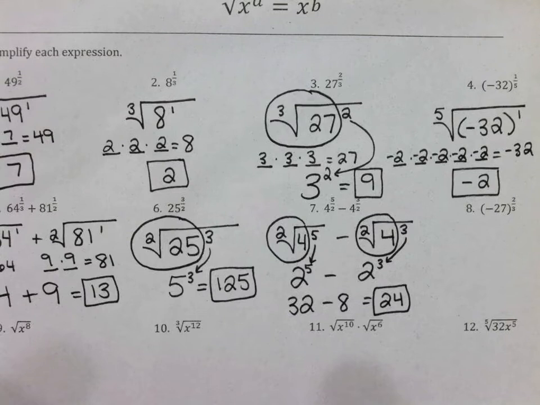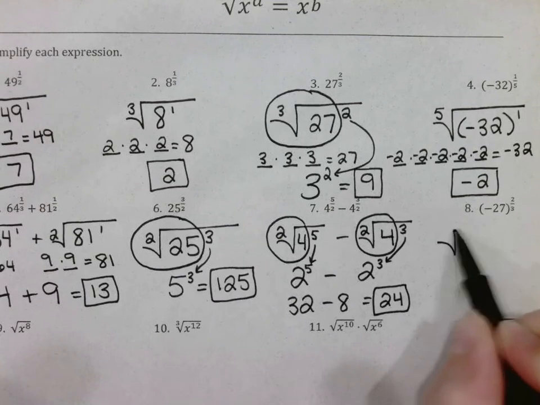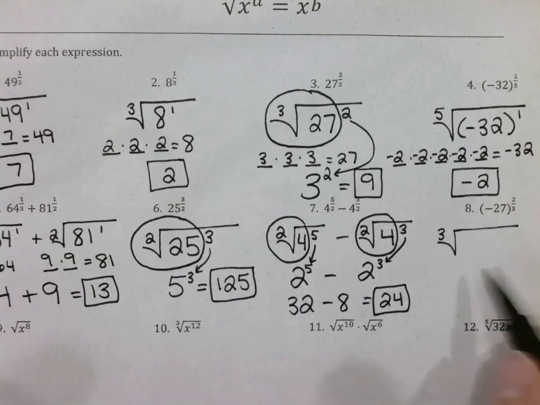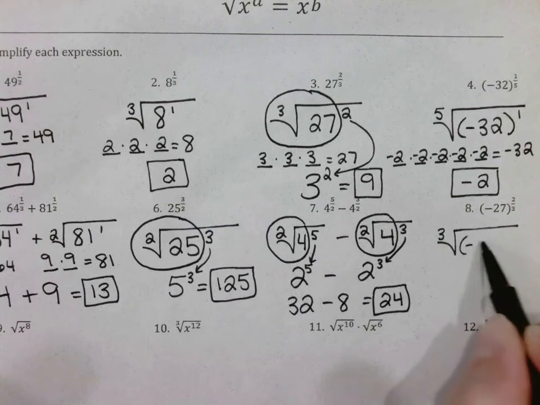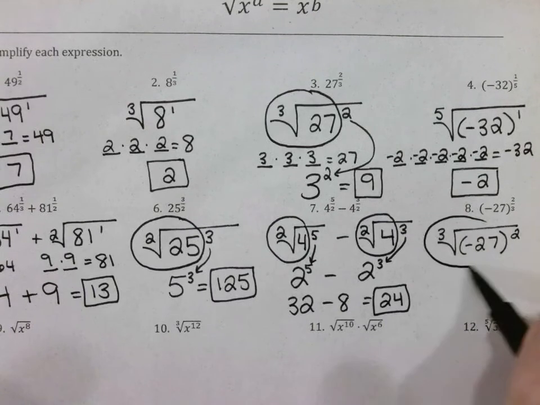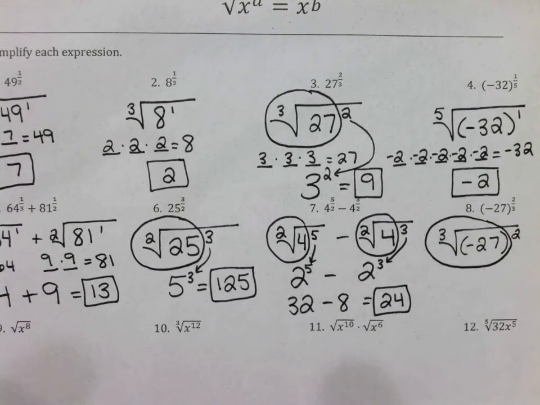Okay, for this last one here, I have negative 27 raised to the 2/3 power. Again, I'll draw my radical. My index is 3. My radicand is negative 27 to the 2nd power. I'm going to do the shortcut again. I'll take the cube root of 27 first.